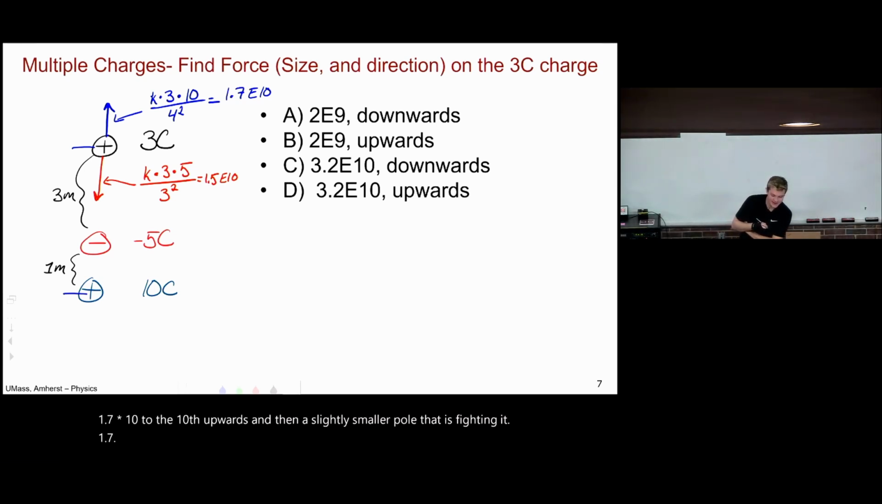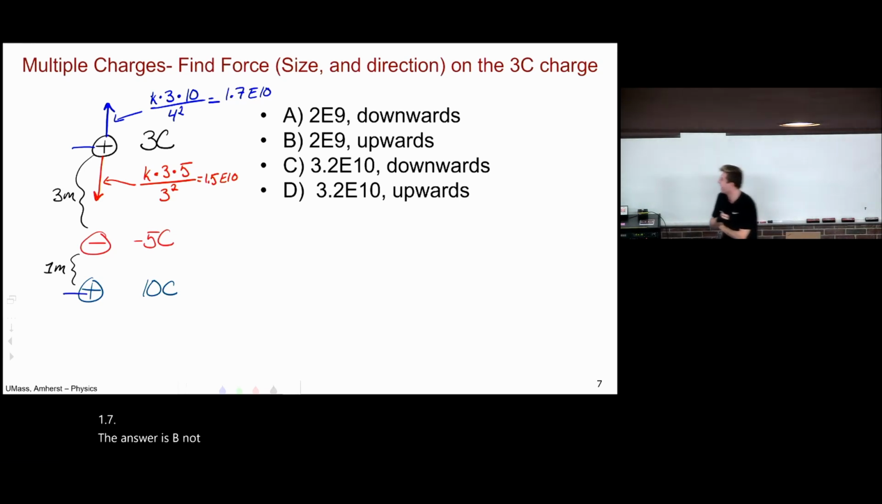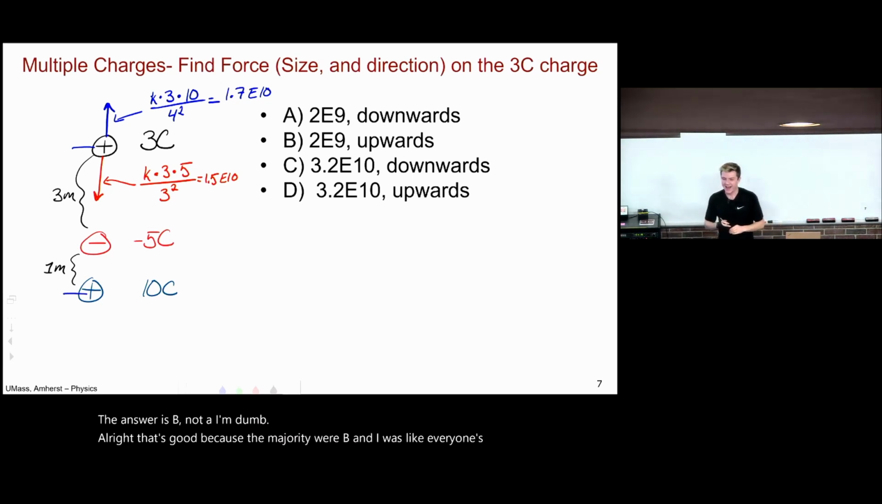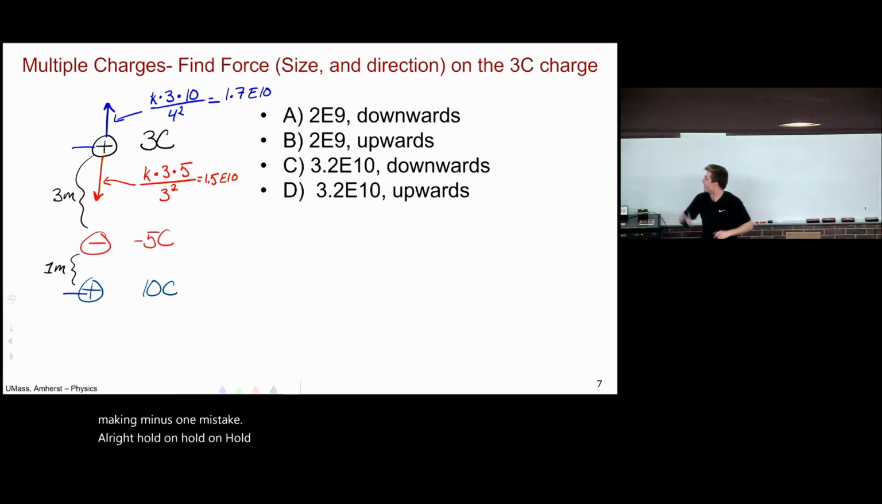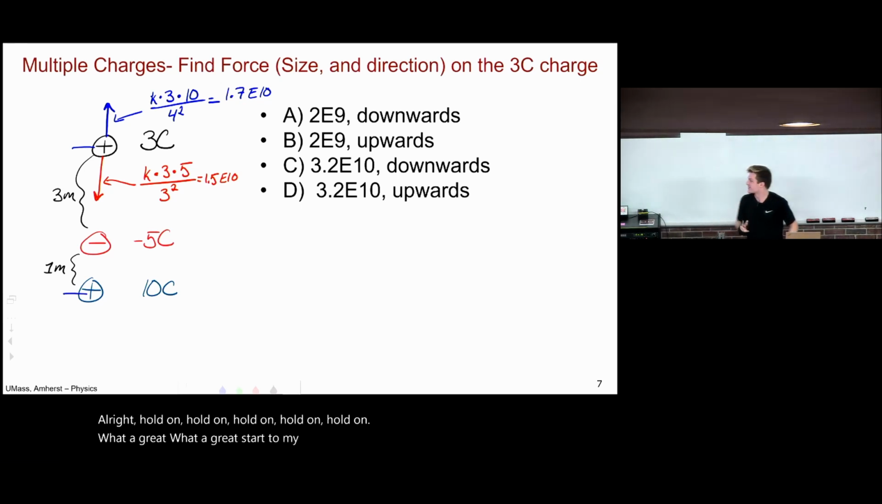The answer is B, not A. I'm dumb. All right, that's good, because a majority were B, and I was like, everyone's making a minus sign mistake. All right. Hold on. What a great start to my first example in this class.